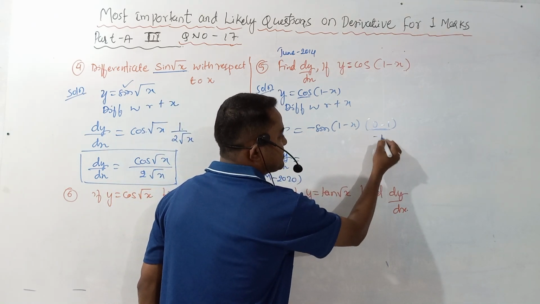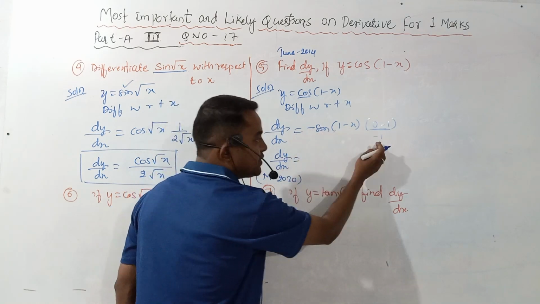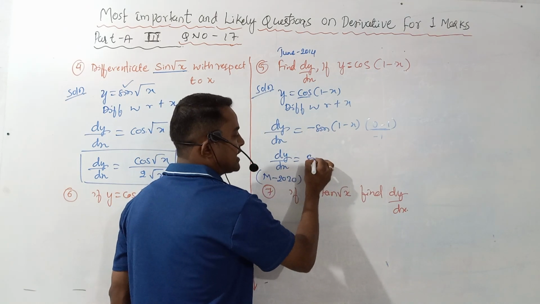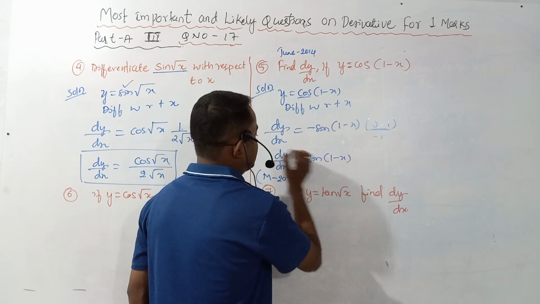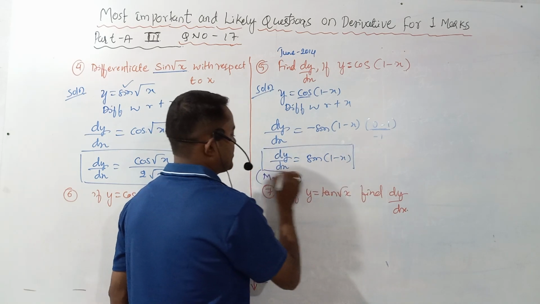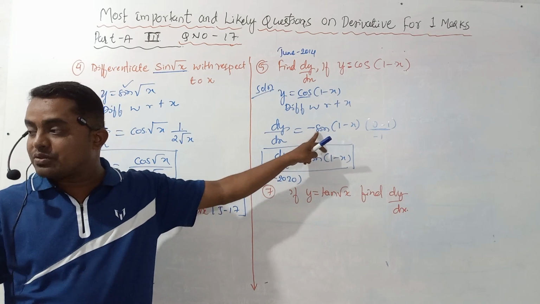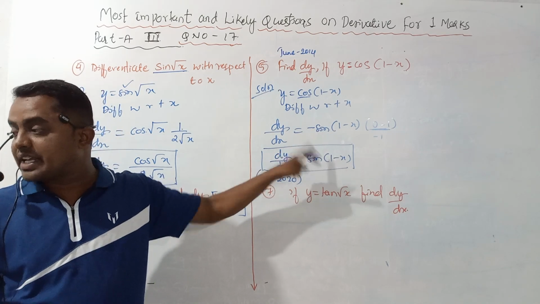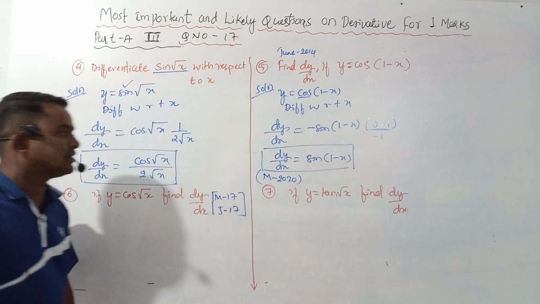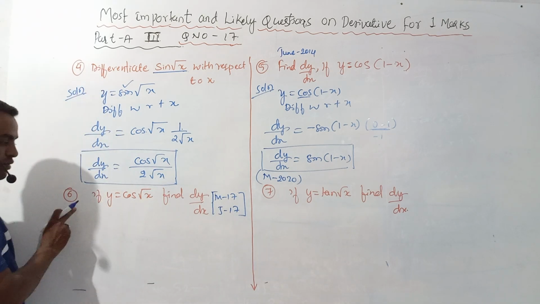Now dy by dx is equal to, see here, this 0 minus 1 is minus 1. This minus 1 into this minus. Minus 1 into minus is plus. Sine(1 minus x) is the final answer. Because minus into minus is plus, 1 into sine x is sine(1 minus x).